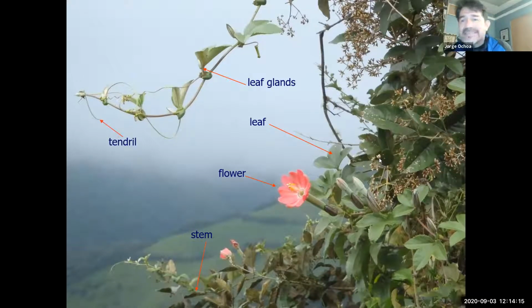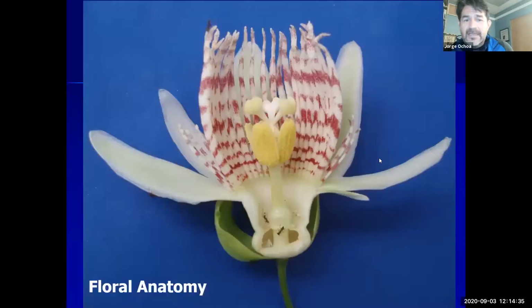Then we're going to have the tendril. The tendril is a modified stem, and it's what the plant is going to use for grasping a structure or grasping onto a stem, or it's going to use it for climbing. So that's how the plants are going to be able to sustain and support themselves, with a tendril. If we look at the flower and we cut it in half, this is what we're going to find. We're going to find that there are petals and sepals that are going to be different from each other.